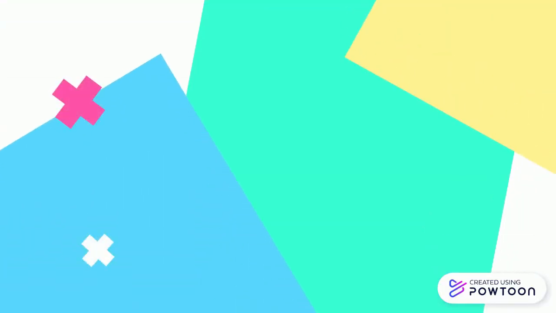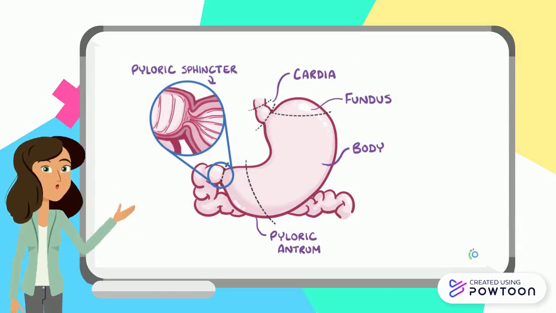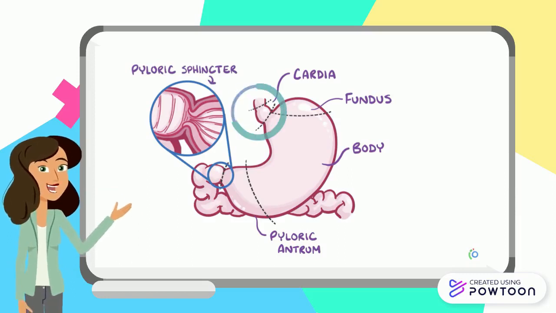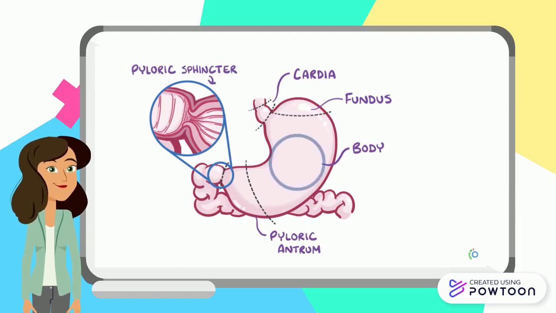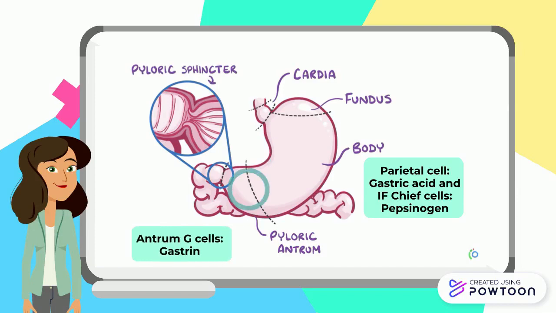Before we proceed with the drug of choice for peptic ulcer disease, let's first take a look at the normal acid production in the stomach. The stomach consists of three anatomical regions. First is the cardia, which is responsible for mucus secretion that protects against stomach acid; the body, which contains parietal cells that secrete gastric acid and intrinsic factor, and peptic or chief cells that secrete pepsinogen; and the antrum, which contains G cells that secrete gastrin that stimulates acid secretion by the parietal cells.